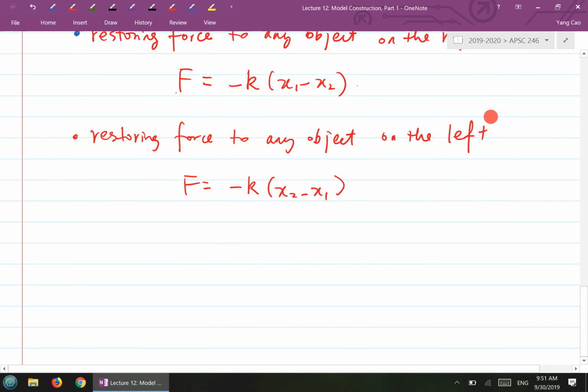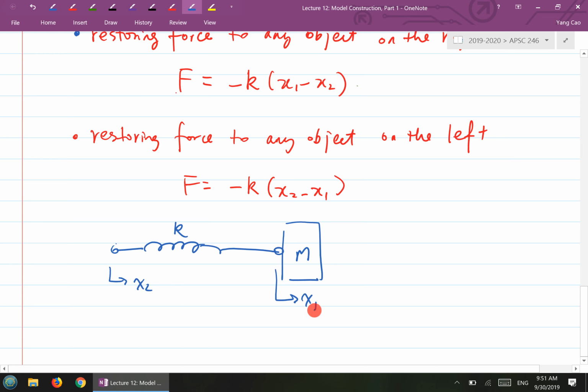So I'll give you a quick example right here. Very quick example. So let's say we have a point mass, an object with a mass m connected to the right end. If this is the only situation, nothing else, there's no other external force on this object.